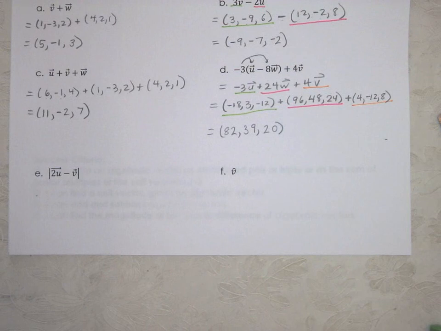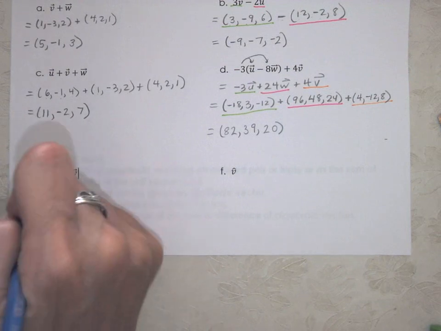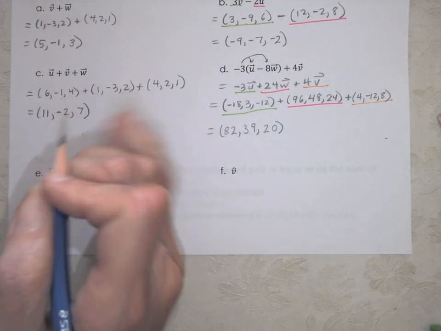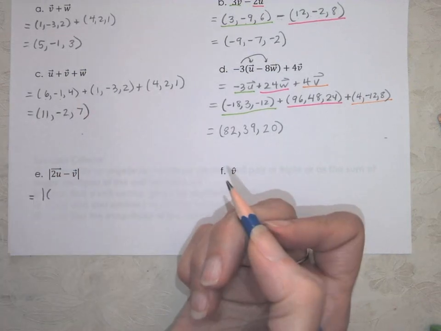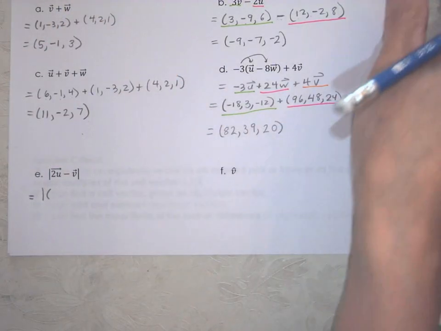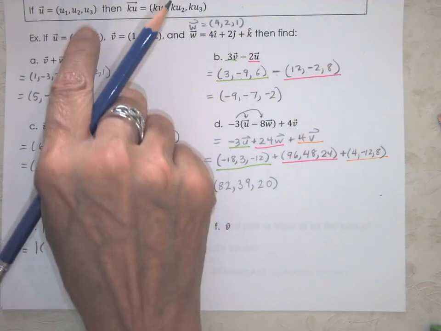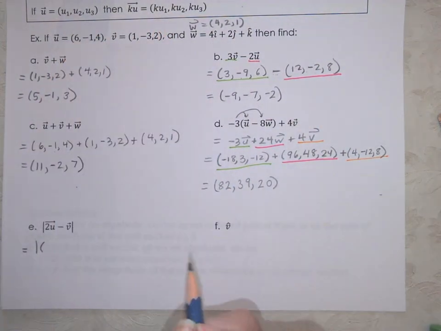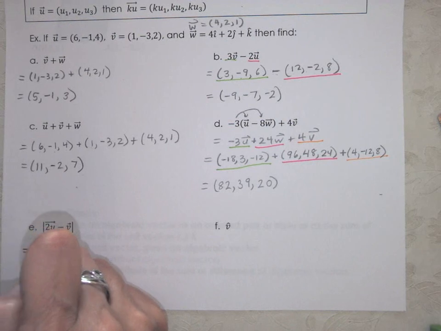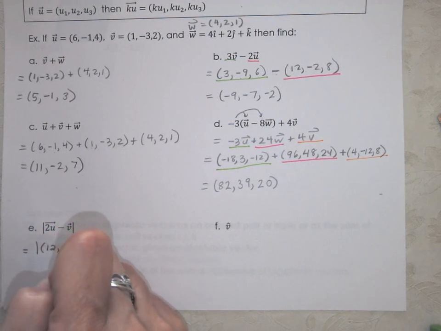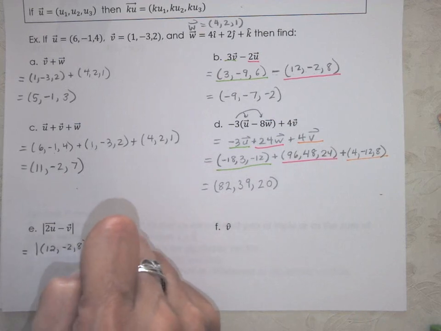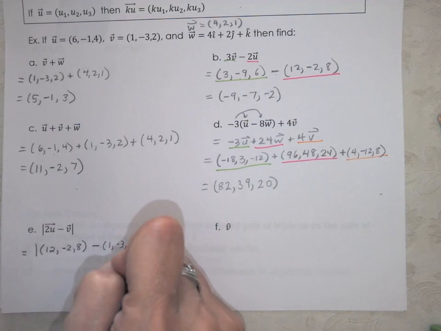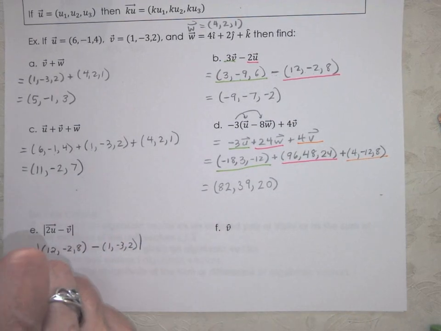Now we have the magnitude of vector 2u minus v. So again, communication-wise, I'm showing that I'm finding the magnitude of vector 2u minus v. For vector 2u, I'm multiplying each component of vector u by 2. So that's going to be 12, negative 2, 8, minus vector v, which is 1, negative 3, 2. And we're finding the magnitude of it.